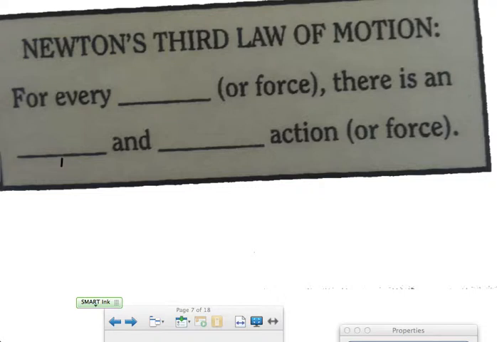Newton's third law. For every blank, there is a blank in blank action, also known as force. Okay, and again, you can change the color if you like. For every action, there is a reaction.